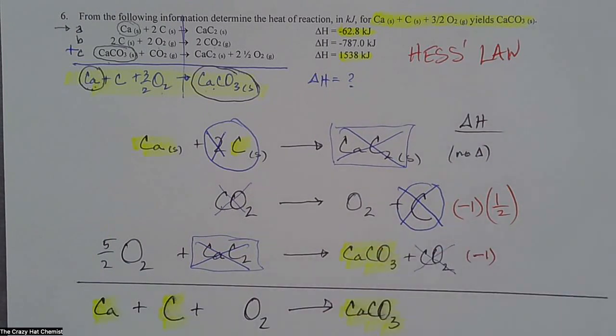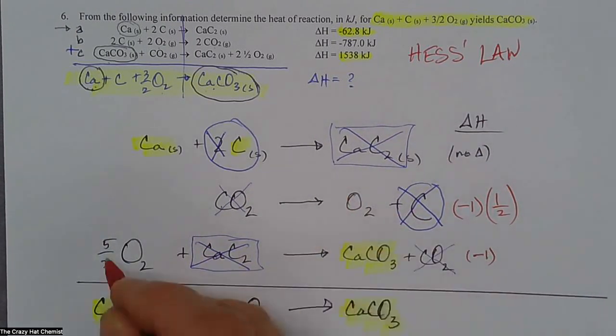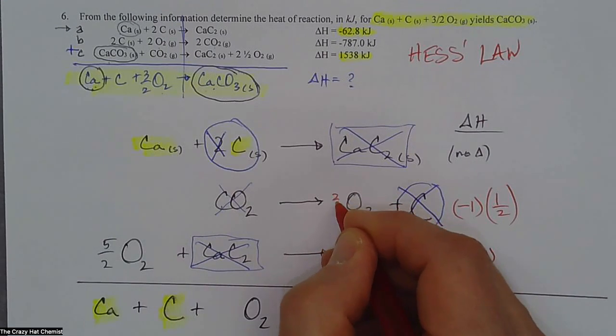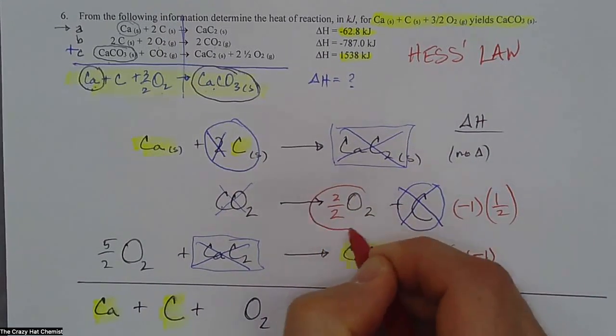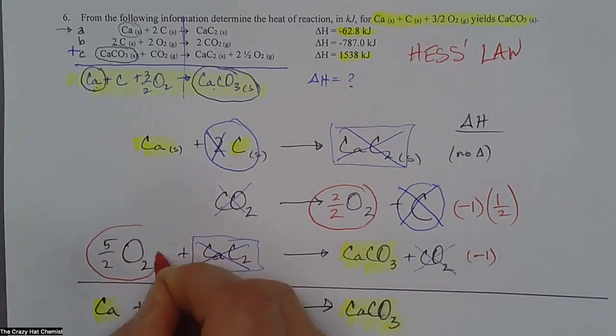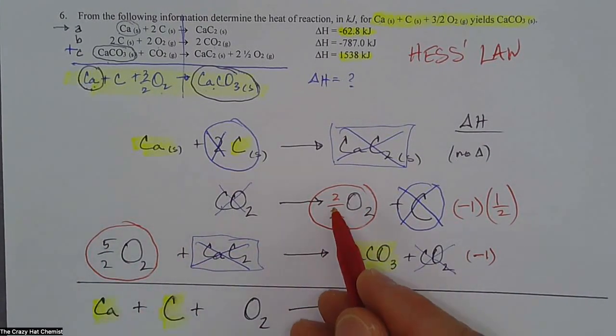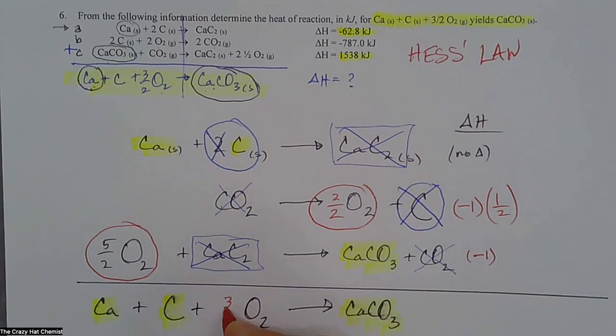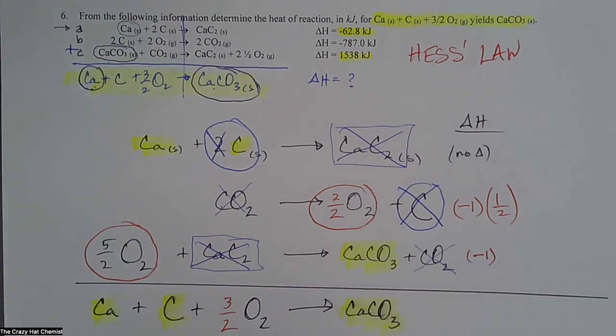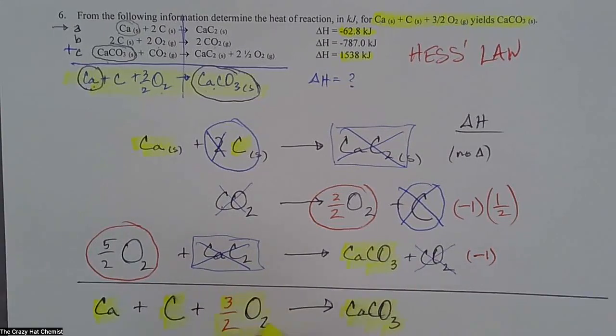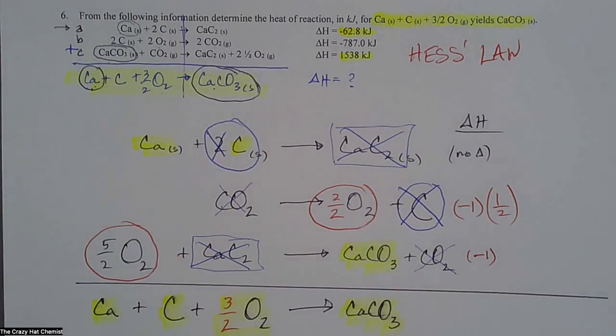Well, this is a 1 coefficient, but this is 5/2. So I'm going to say 2/2. So 2/2 on one side and 5/2 on the other side. So 5/2 minus 2/2, that's equal to 3/2. Now I have what I want. So this equation now matches with what I want.